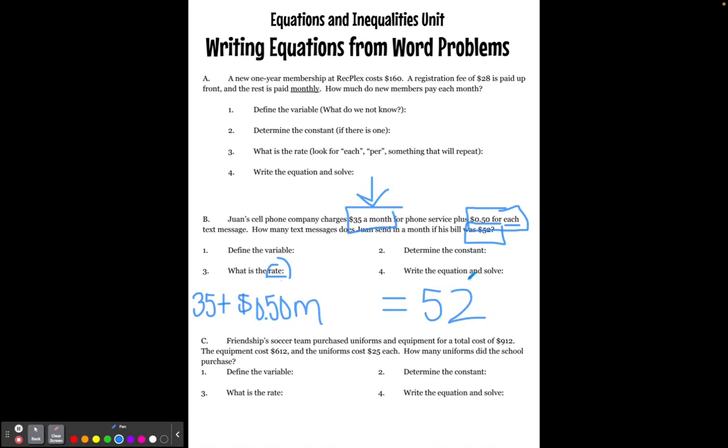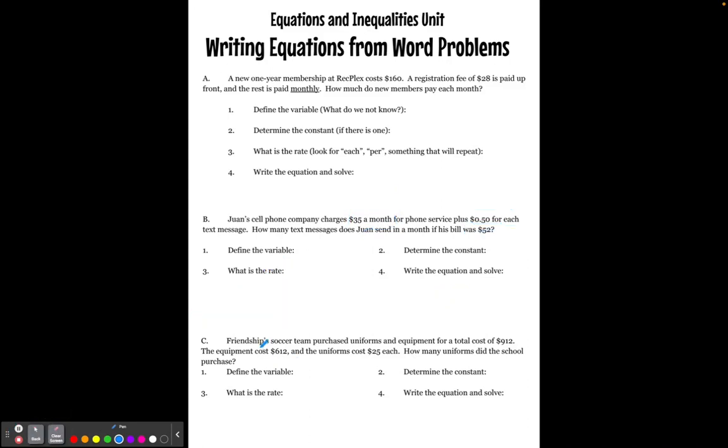Take a screenshot if you want, right? If you look back on this, we have our constant, right? We definitely have a rate. This is 50 cents per message, right? Okay. And I'm going to clear this last one.